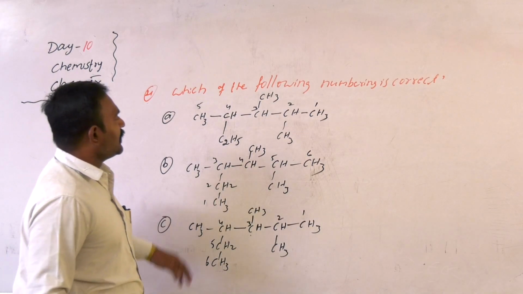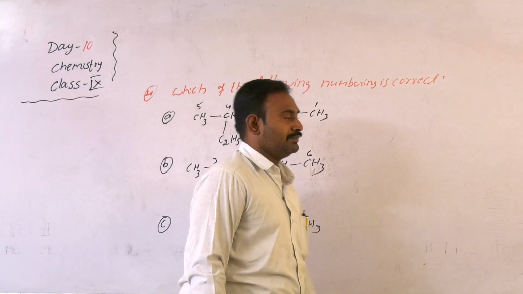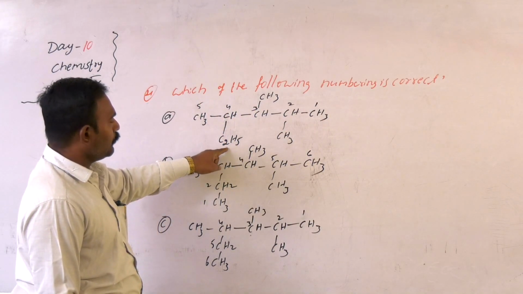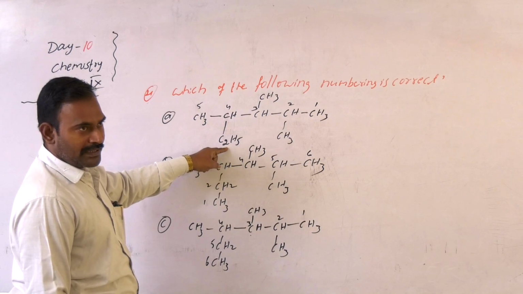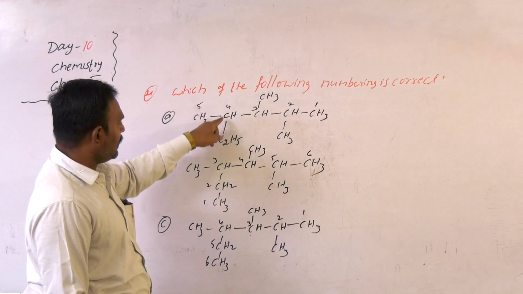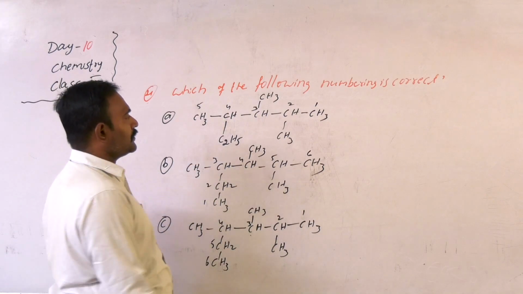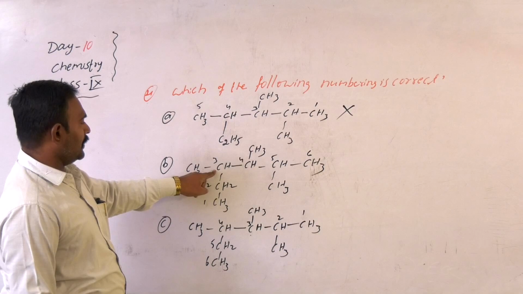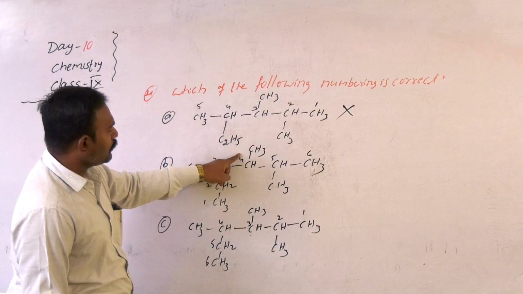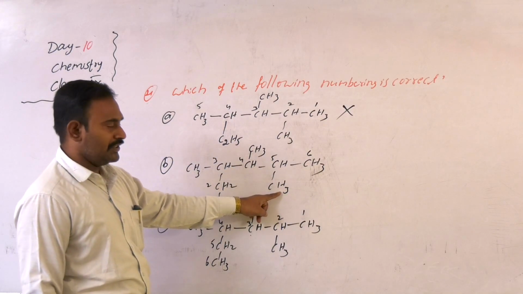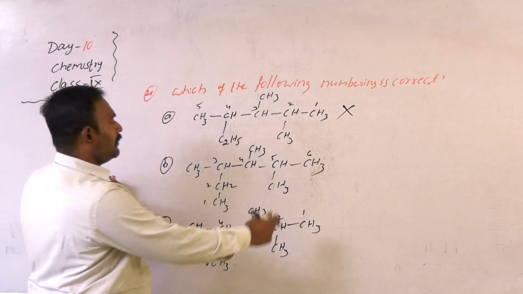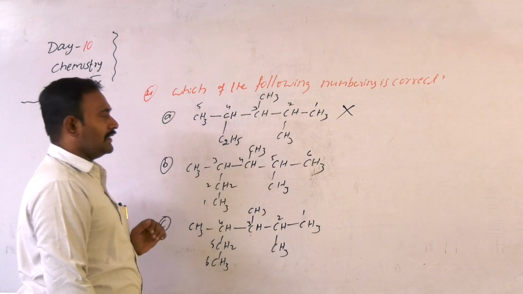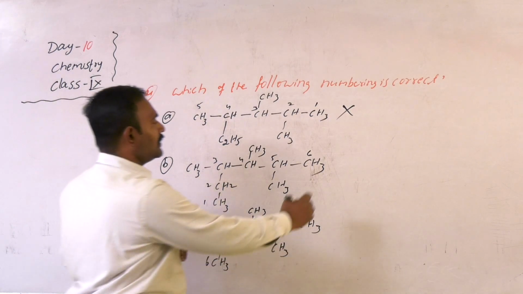Now our question is, which of the following numbering is correct? First option 1, 2, 3, 4, 5. But here two carbons are there. We should not take the two carbons as a branch. We can take this as a branch and the numbering should be given from this side. So the first one is the wrong one. And the second one, 1, 2, 3. The branches come at the third, fourth and fifth positions. Here, if we come like this, the branches come at the second and third positions. So according to the lowest sum rule, it was wrong.